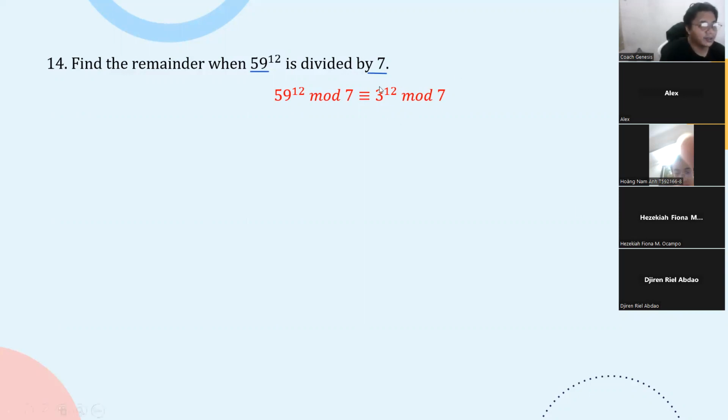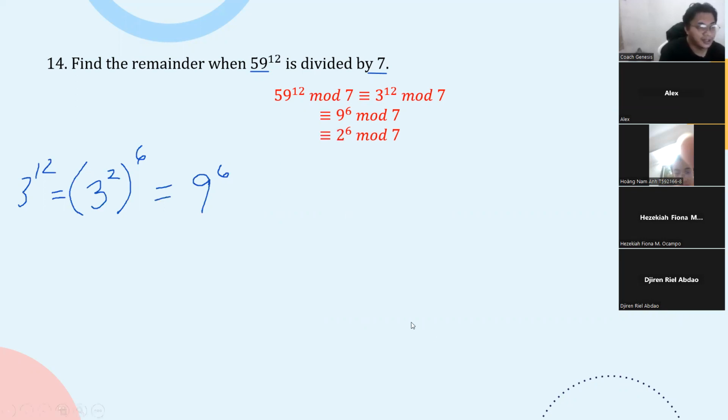Because this is quite hard to simplify, 3 raised to 12. I know it's not quite hard, but it's tedious. It's time consuming. So what you can do is you express 3 raised to 12 as 9 raised to 6, because you can just have 3 raised to 2 raised to 6, right? 3 raised to 12 is equal to 3 raised to 2 raised to 6, which then becomes 9 raised to 6.